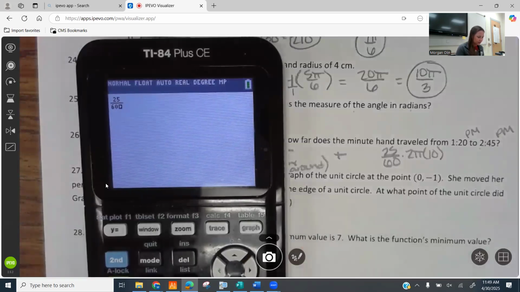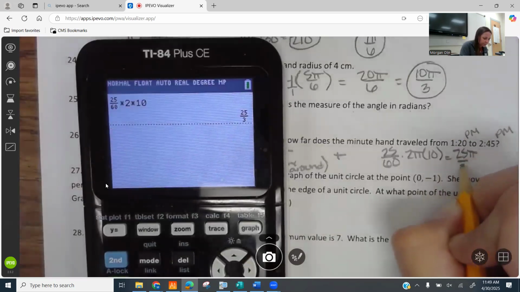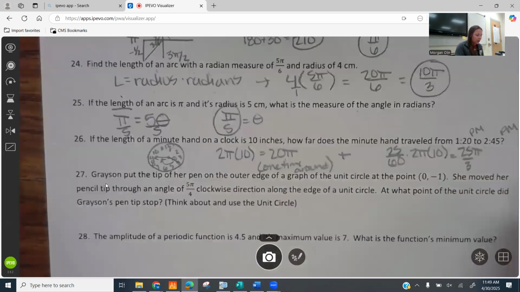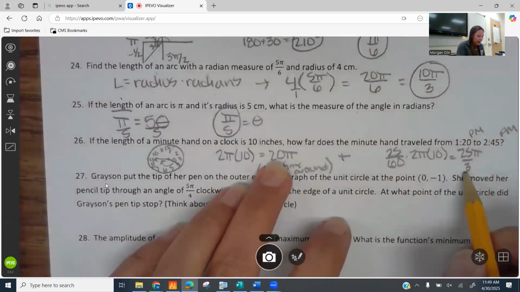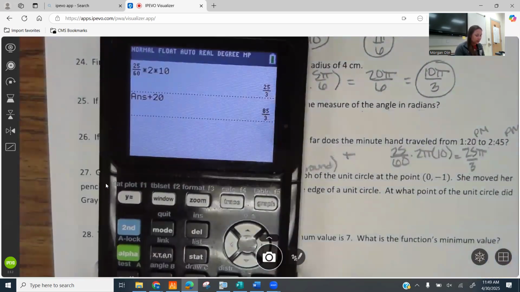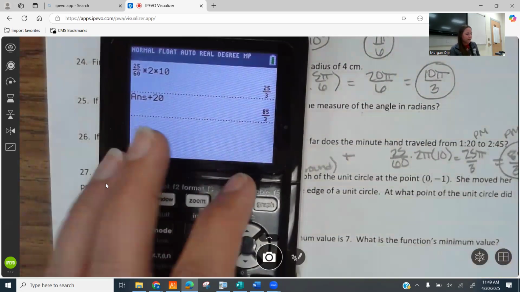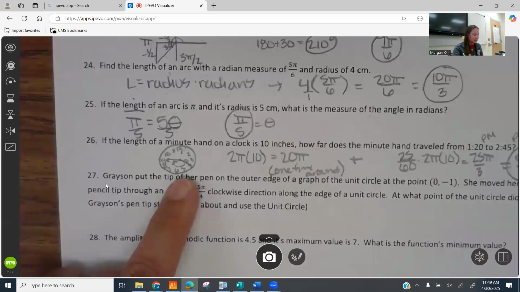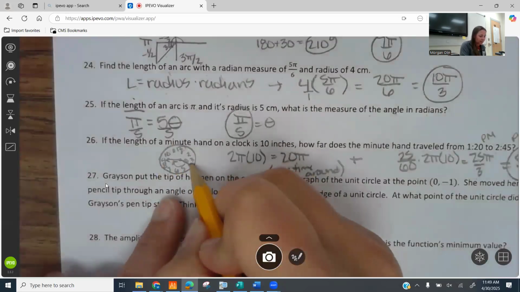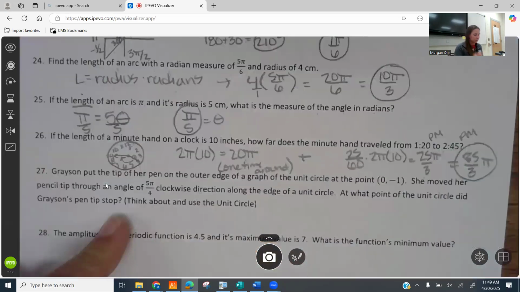25 over 60 times 2 times 10. I'm not plugging pi in. So this makes 25 pi over 3. All right. But now I have to add 20 pi. So if I take this right here and I just add 20, that's 85 over 3 pi. That's the total radian measures, or the length that this hand went. It went around once, and then it went around 25 more minutes.